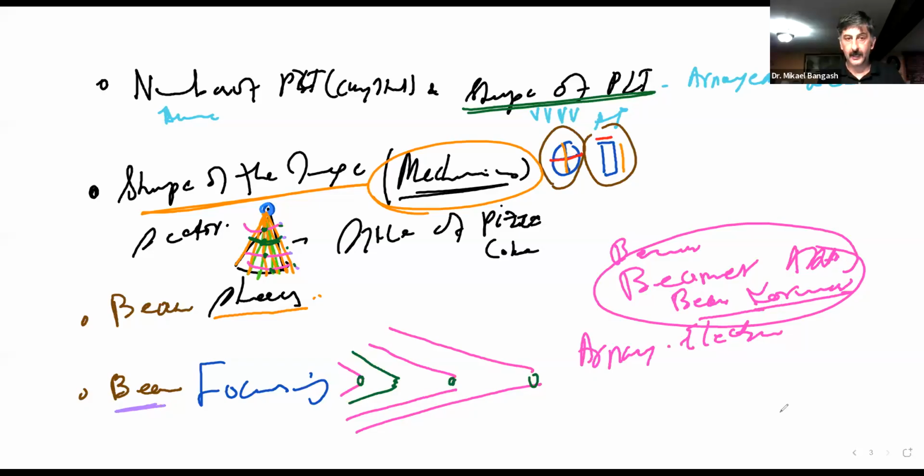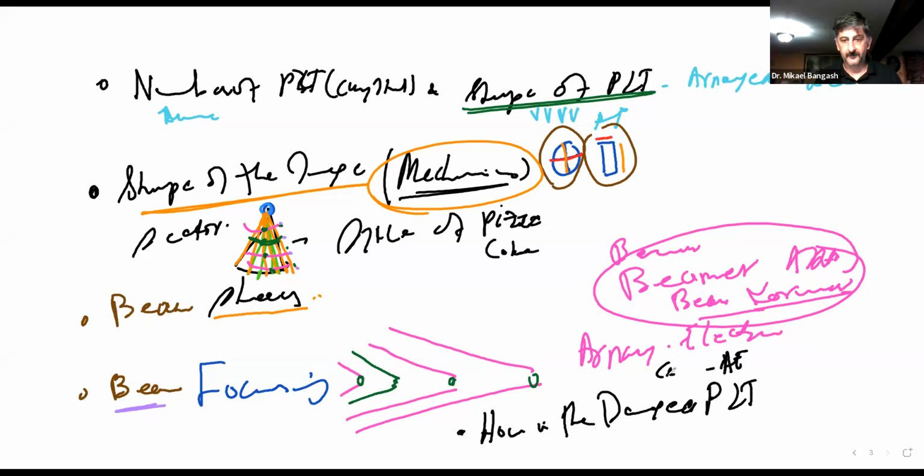Now, the last point that we may be referring to in terms of each transducer is, we can say, how is the damaged PZT, which we also call active element, which we also call crystal, going to affect the image?